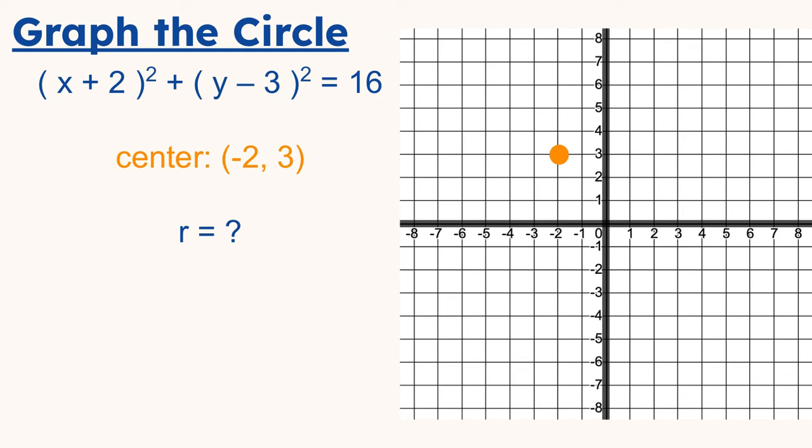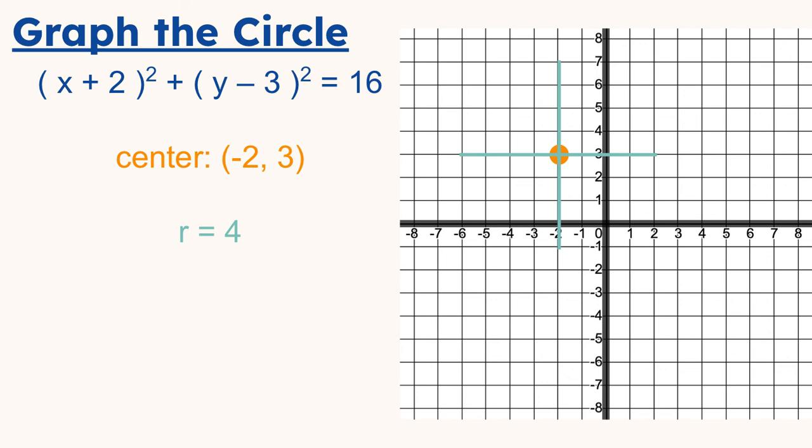In order to figure out my radius, I'm going to think to myself, what do I square to get 16? What number squared equals 16? Well, 4 squared is equal to 16, so that means that my radius is 4. What I usually do then, if I'm doing this on paper, is count out 4 spots for the radius going left, right, up, and down.